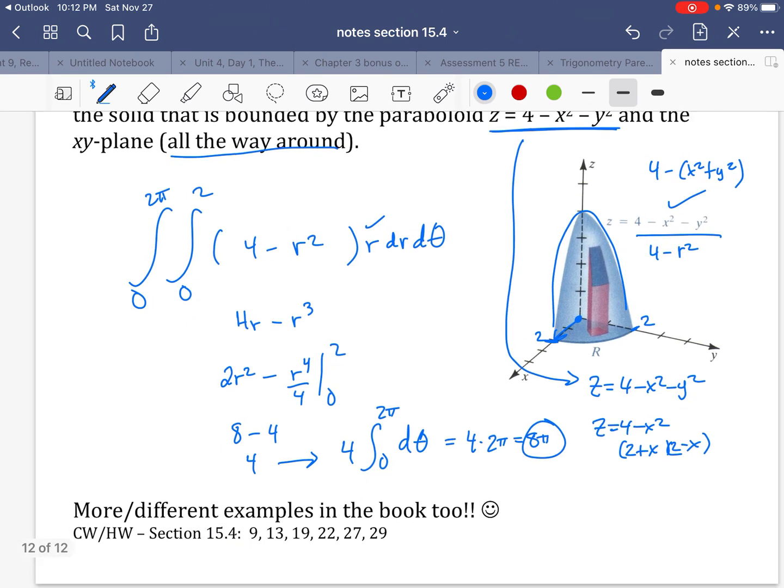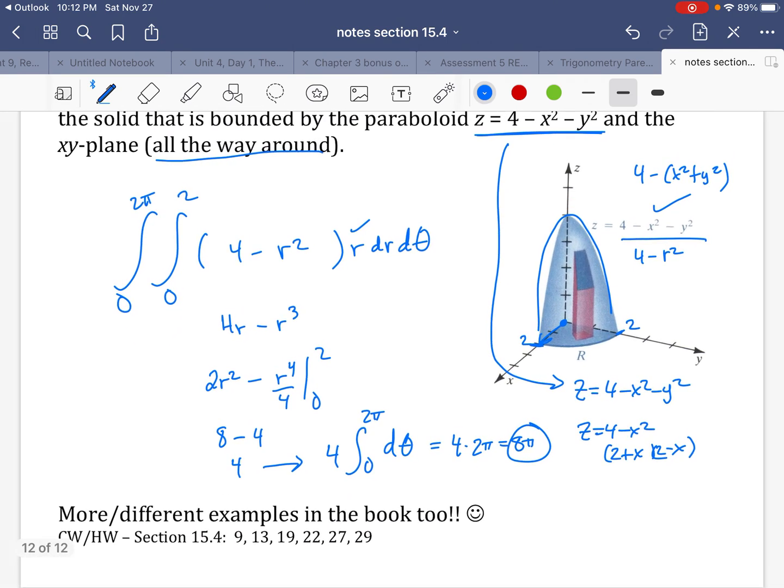Okie doke. And that is it. So we'll see.